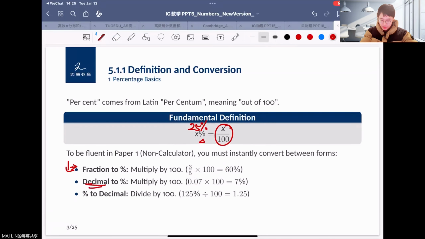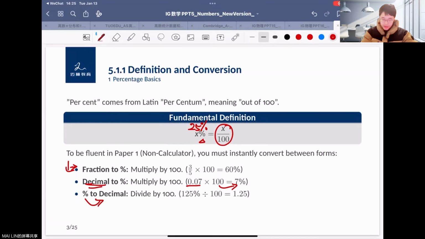Another question is switching decimals to percentages. All of these problems just multiply by 100, the same way. Like 0.07, you multiply by 100 and it turns into 7. Add the percentage symbol after 7 and it becomes 7%.